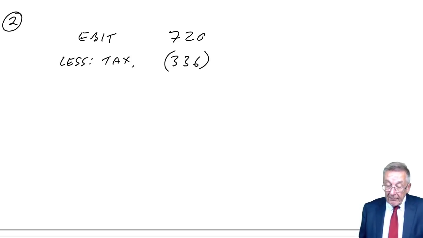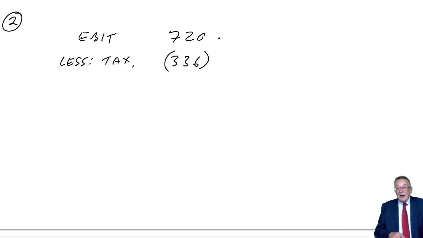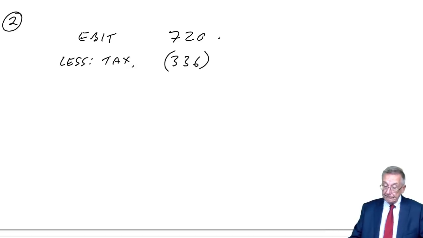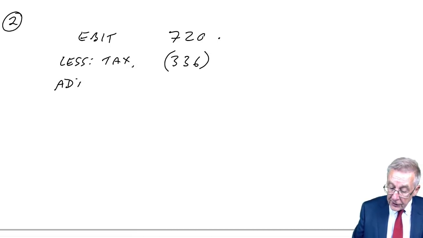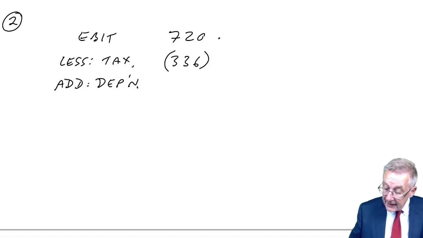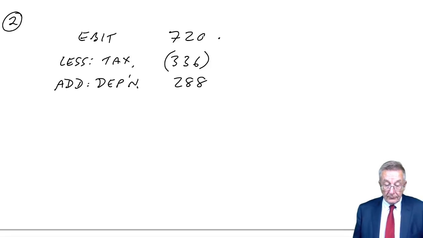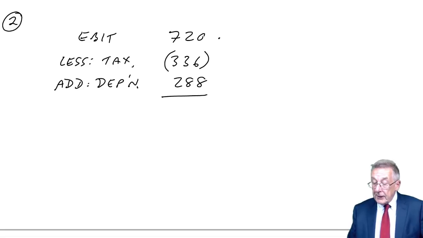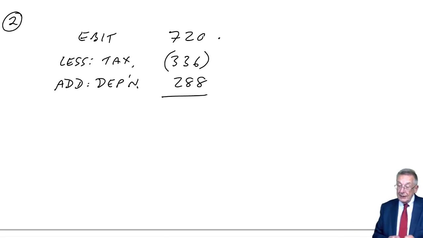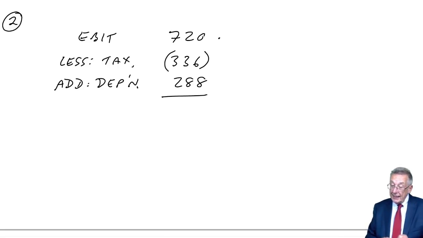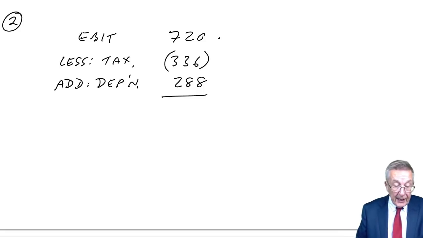What else? Well, remember, earnings before interest and tax are after depreciation. Depreciation's not a cash flow. Add back the depreciation. We're trying to get to a cash flow. 288. That effectively gives us an operating cash flow. We're not there yet. 336 plus 288 is 672.